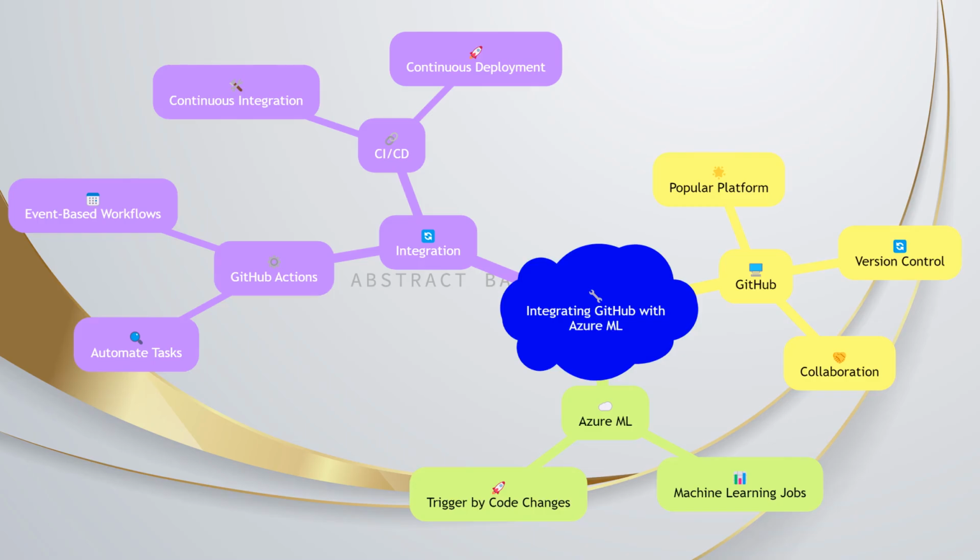GitHub is a popular platform for version control and collaboration. Integrating Azure ML with GitHub allows you to trigger machine learning jobs in response to code changes, similar to Azure DevOps. This integration involves setting up GitHub Actions, which are workflows that automate tasks based on events in your GitHub repository. By using GitHub Actions, you can create workflows that trigger Azure ML jobs, enabling continuous integration and continuous deployment, CI/CD, for your machine learning projects.